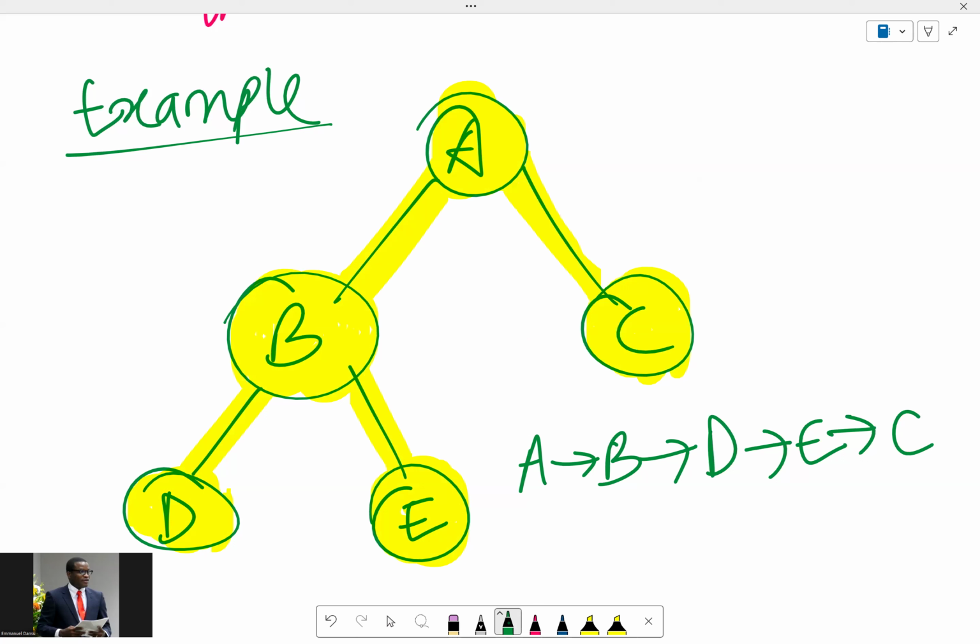So A, B, D, E, C. That's one example. I like to take another example so that it can be abundantly clear how this works. So let's go for that.